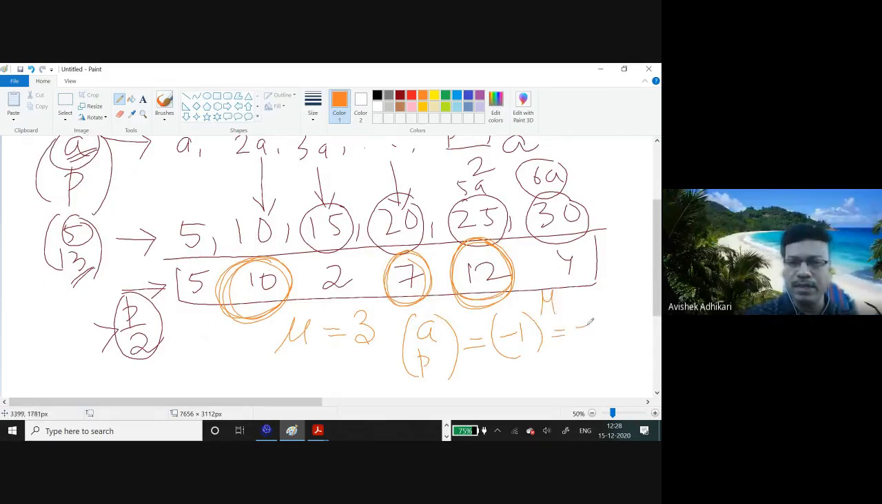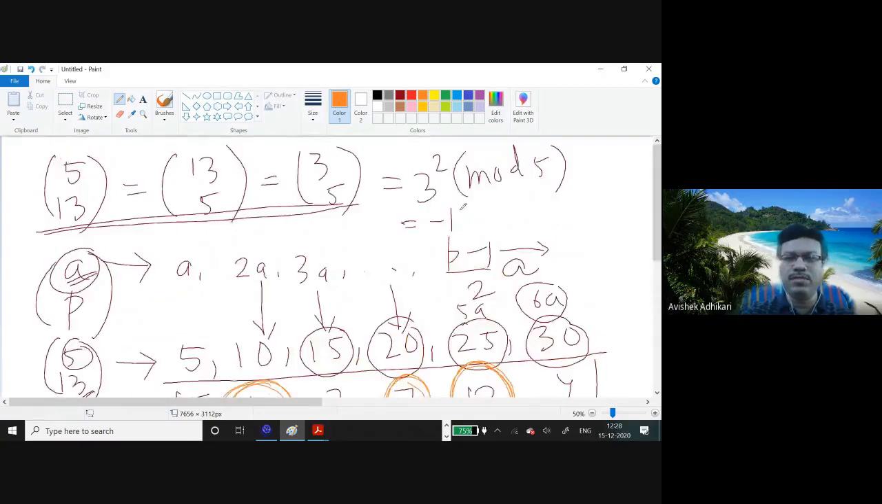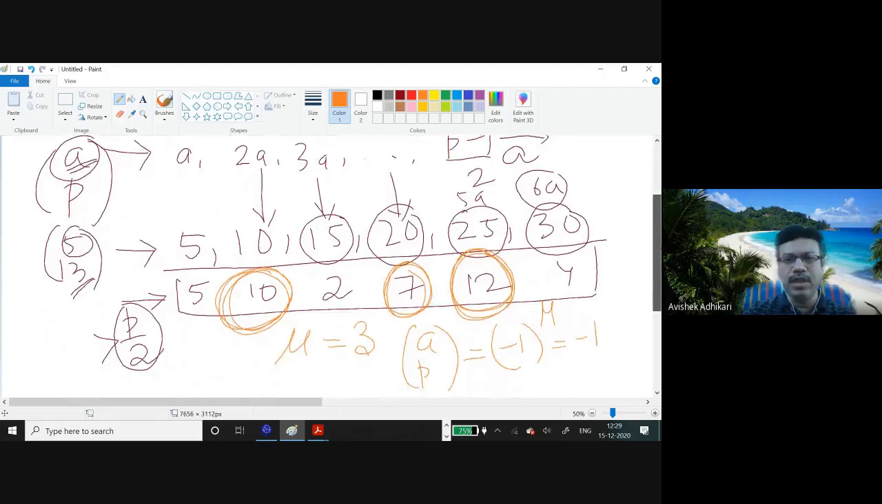That means minus 1. Just now we calculated this using the law of quadratic reciprocity and found that this value was exactly minus 1. Gauss also gave a technique to solve this, which is Gauss lemma, and there also we found the same value, minus 1. So is the idea clear, or shall I repeat once again? Is the idea clear to all of you?